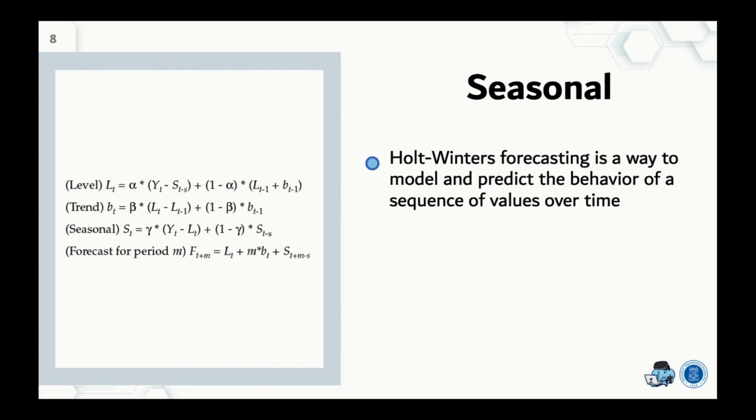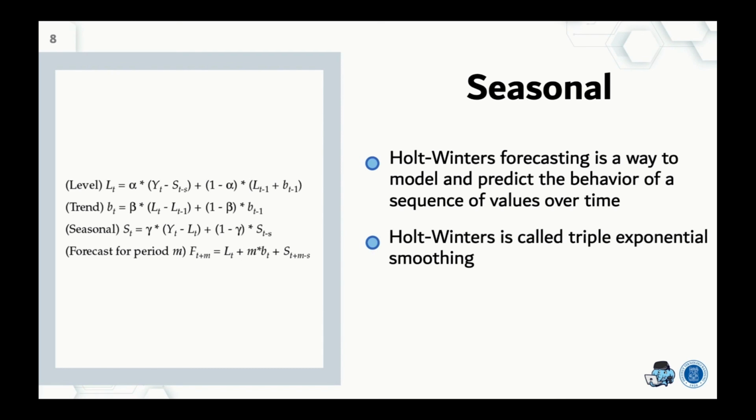Holt-Winters forecasting is one method to model and predict the behavior of a sequence of values over time. Holt-Winters is also called triple exponential smoothing. Why do we call it triple exponential smoothing? Because of the Holt-Winters formula. Number one, this formula is the same as the exponential smoothing, as you see here.